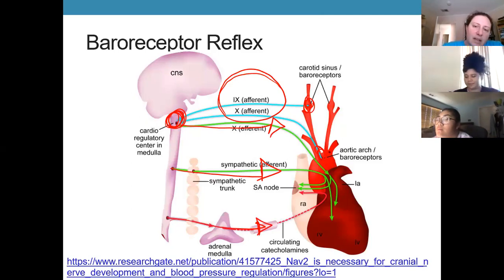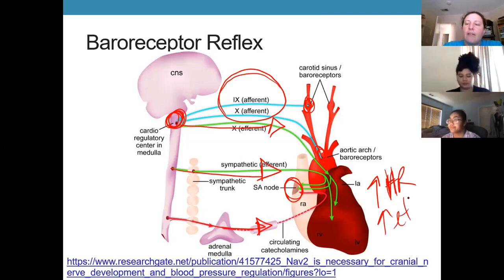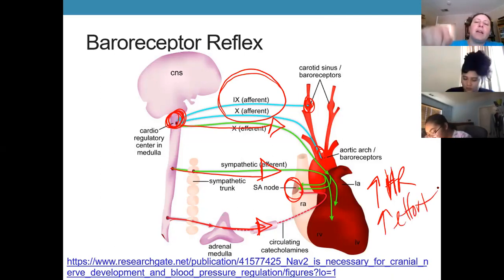So this is actually going to increase the rate of the heart. Sorry, I thought I had a whole separate slide on this. Increase the rate of the heart, as well as increase the effort that the heart makes. And that's going to cause more blood to flow and boost the blood pressure.